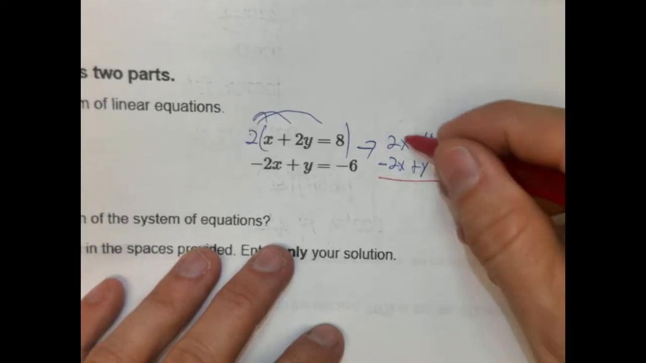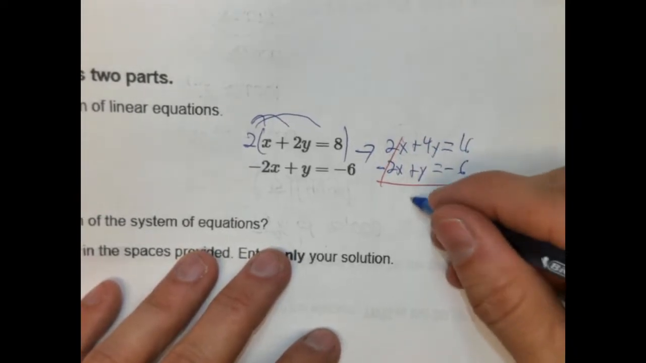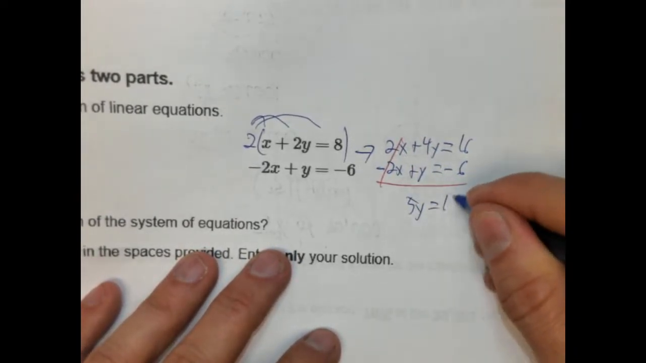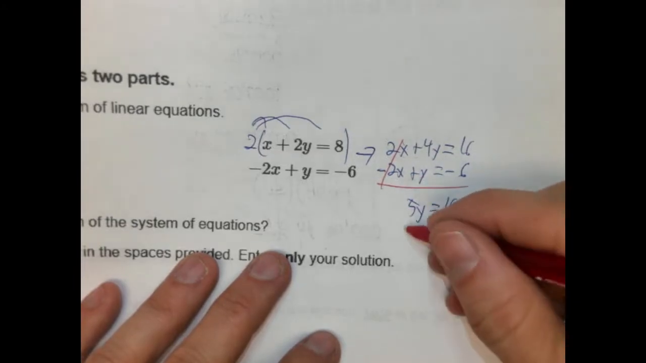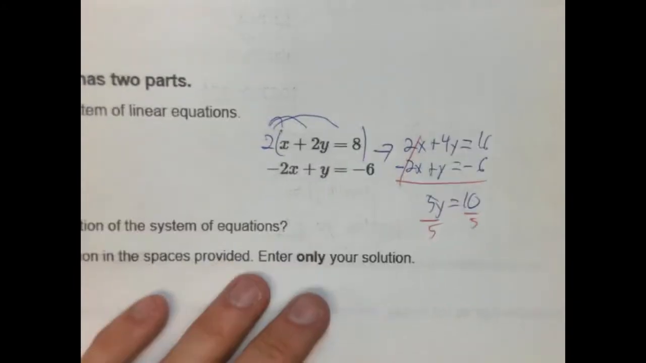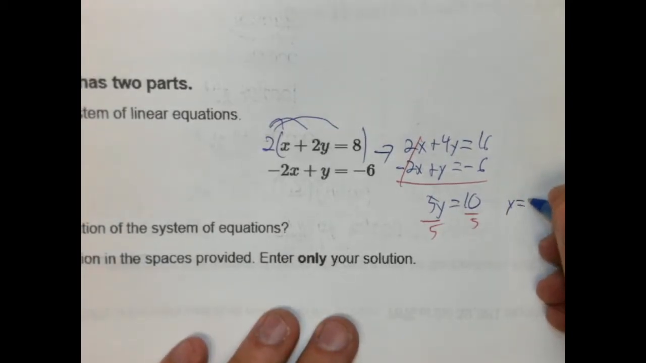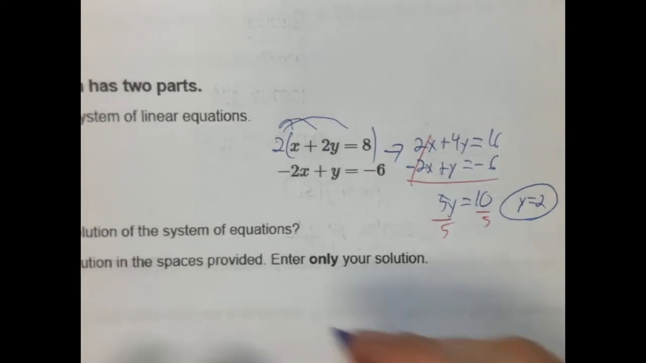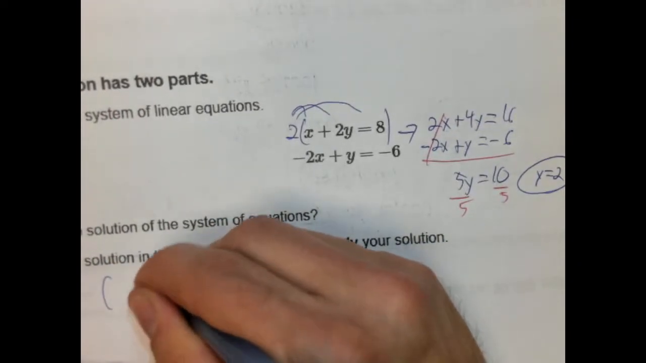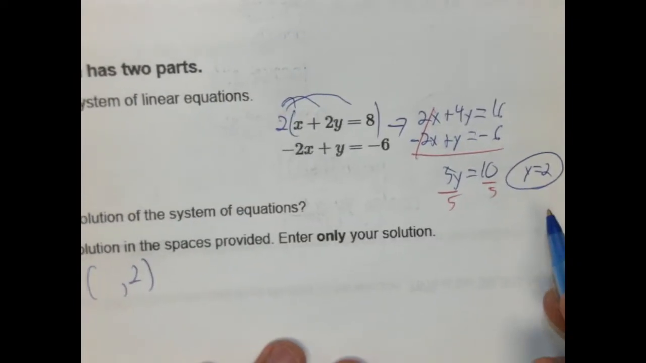We're going to combine these together. These are going to cancel. We're going to get 5y equals 10. We're going to divide both sides by our coefficient, which is 5 in this case. And we're going to have y is equal to 2. All right, so we're not done yet. So we only have half our answer. 2 is our y value, right? So now we need to find the x.